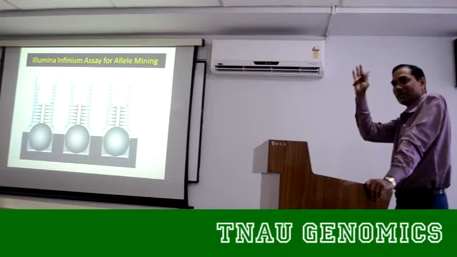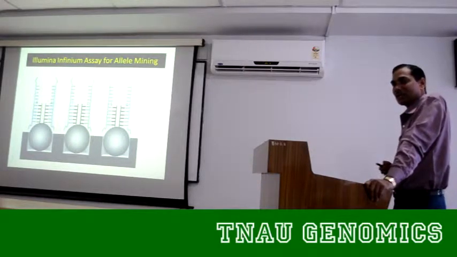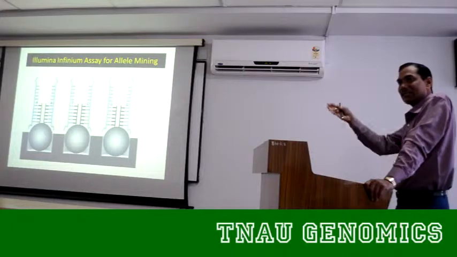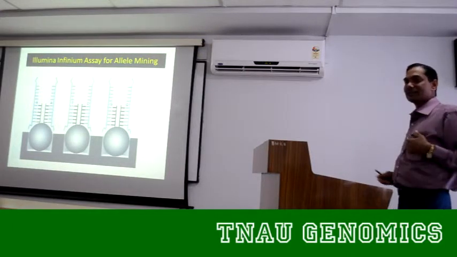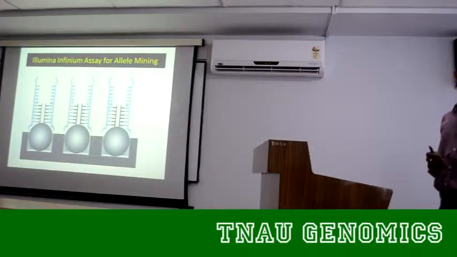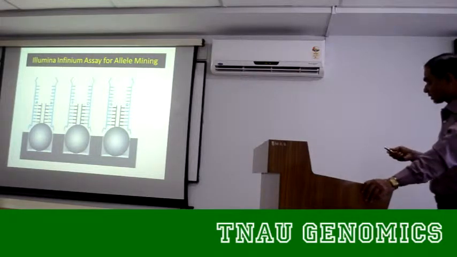If you have 5,000 candidate genes in rice for drought tolerance or drought responsive, you can design these assays for all the 5,000 genes and go at a single go and identify all those SNPs which are showing variation, and construct haplotypes and then associate them with the trait expression. And this is one example.